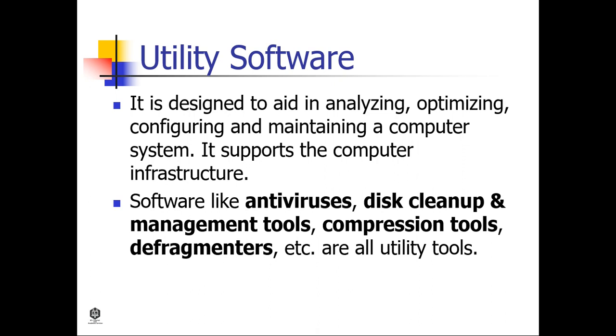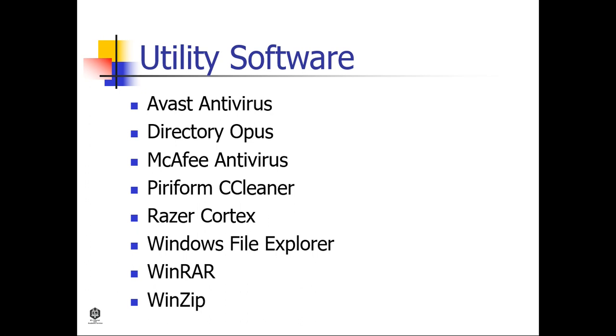This software focuses on how an OS functions, and then accordingly it decides its trajectory to smoothen the functioning of the system. Software like antiviruses, disk cleanup and management tools, compression tools, defragmenters, and so on are all utility tools. Some examples of utility tools are Avast Antivirus, Directory Opus, McAfee Antivirus, Piriform CCleaner, Razer Cortex, Windows File Explorer, WinRAR, and WinZip.